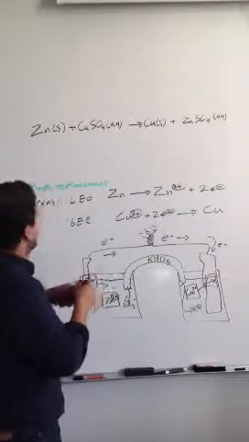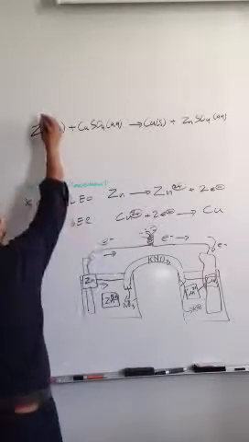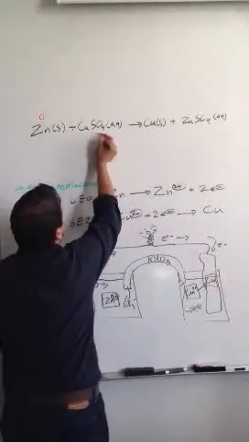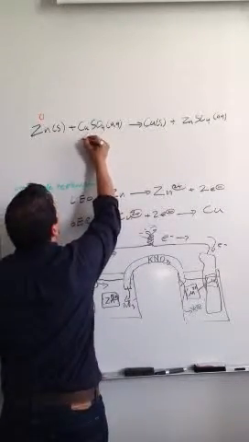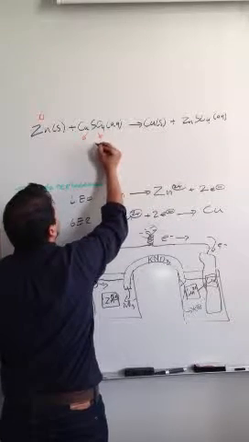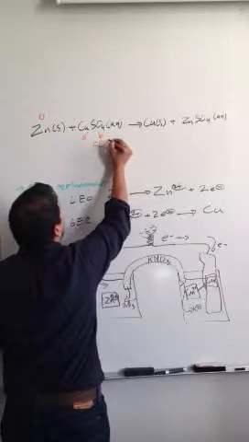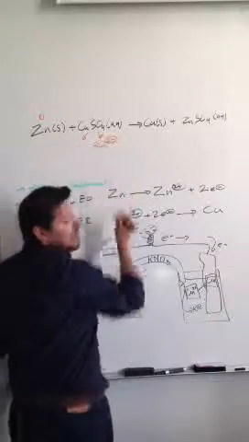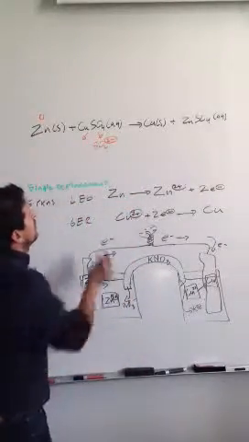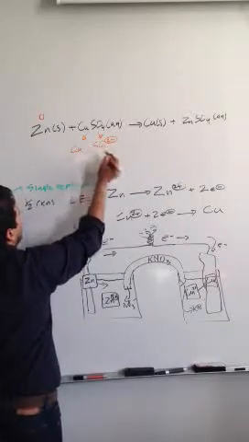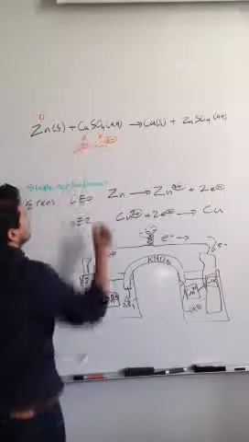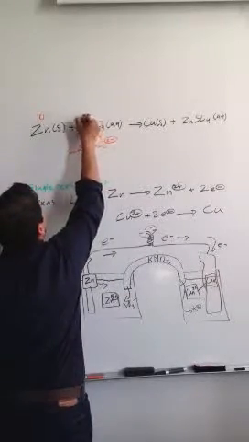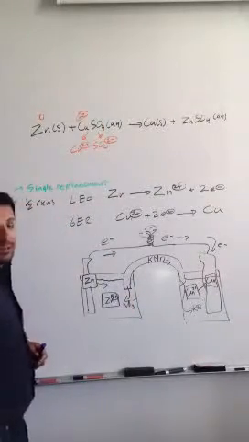First things first, zinc metal by itself is 0, okay? Now over here, we don't know the charge of copper, so let's break it apart into its ions. What is the charge of sulfate? Looking at the periodic table, it's -2. So copper has to be what? +2, okay? So the oxidation number for copper is +2.